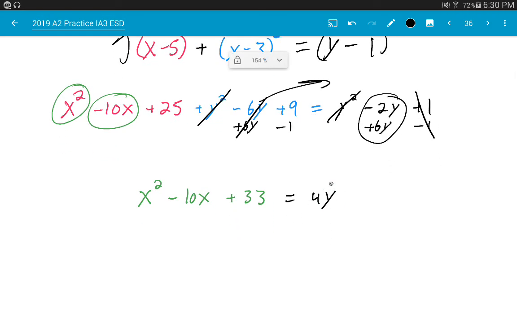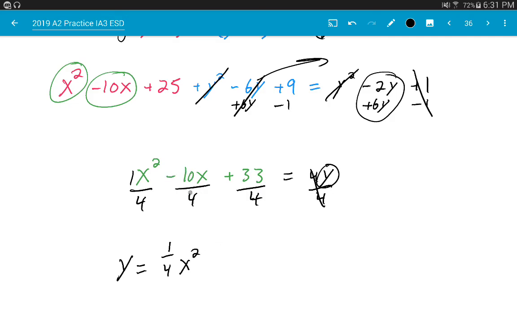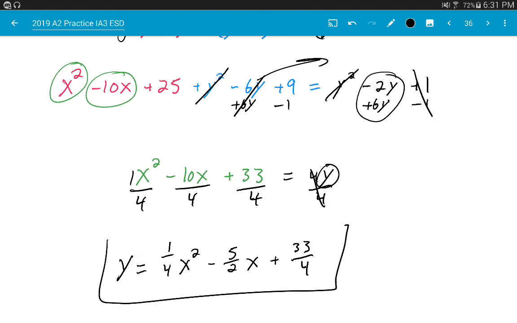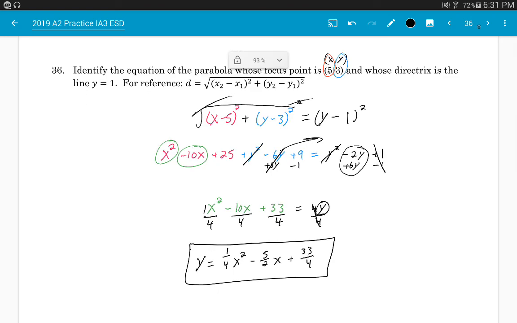In my last move, I want y to be by itself, so I'm going to divide by 4. And I'll divide by 4 on all the other terms as well, simplifying them if I can. The correct way to write this is y equals 1 over 4 x squared minus 10 over 4, which is minus 5 over 2, x plus 33 over 4. Okay, and that would be the correct way to write the answer to that question.